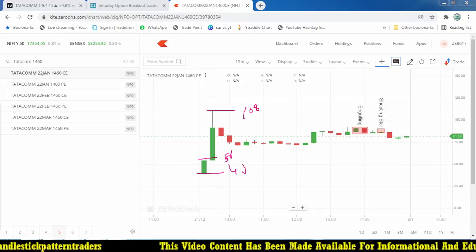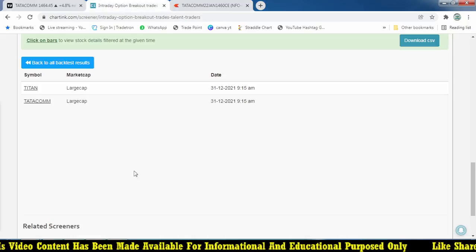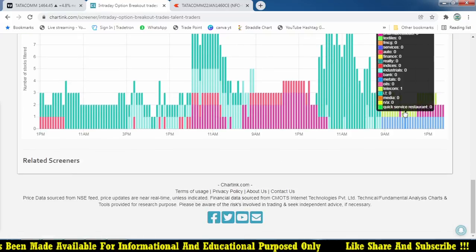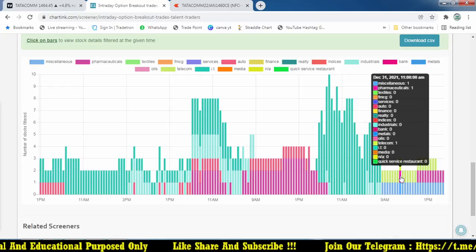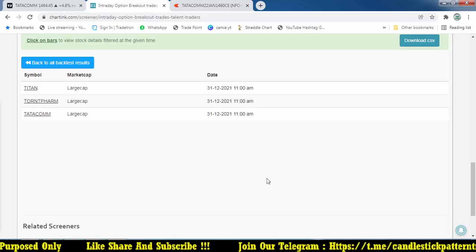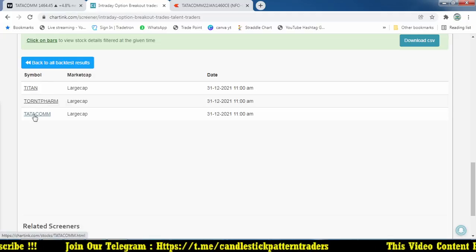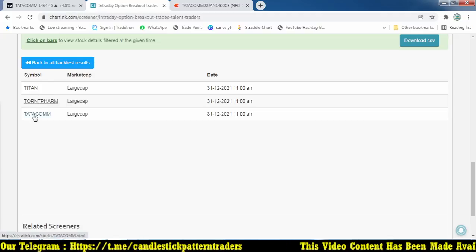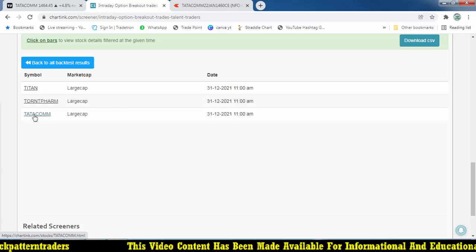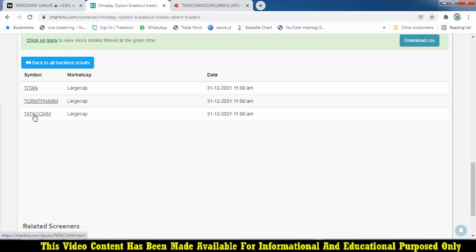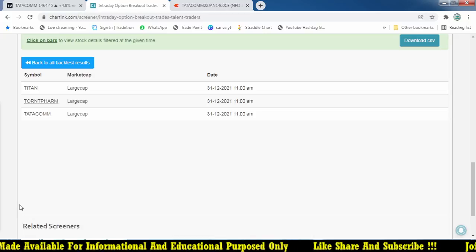So these two stocks were generated early in the morning, right after market open. But some time later, we see other stocks. Initially we had two stocks, but around 11 o'clock we have a third stock called Torrent Pharma. Titan and Tata Communication are already present in every time frame, right? The real entry time is when the scanner first prints the stock.